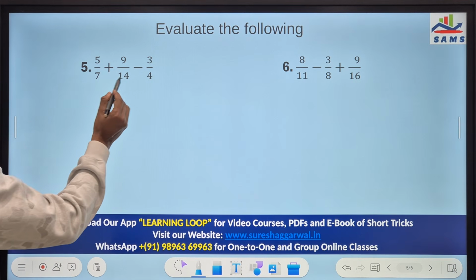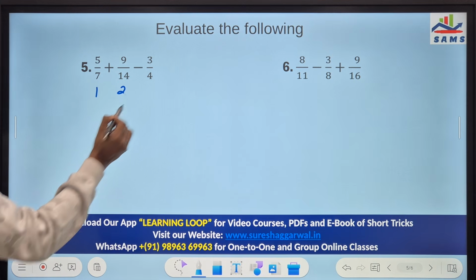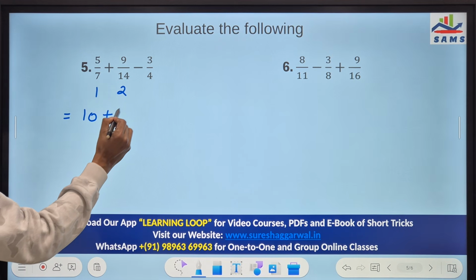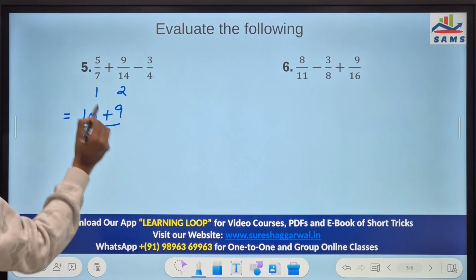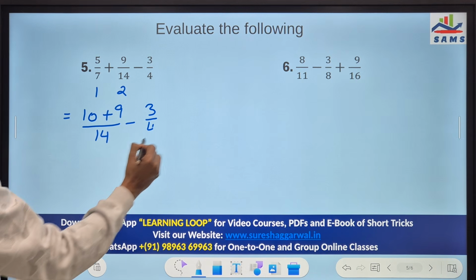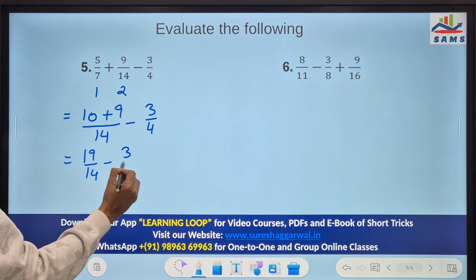Here we have 7 and 14. They are not co-prime, so 7 1s are 7, 7 2s are 14, right? So 5 2s are 10 plus 9 1s are 9, and 14 both ways, minus 3 by 4. So this will be 19 upon 14 minus 3 by 4.